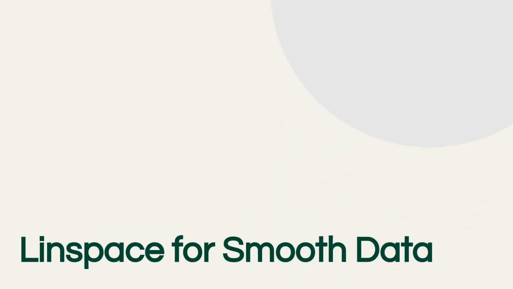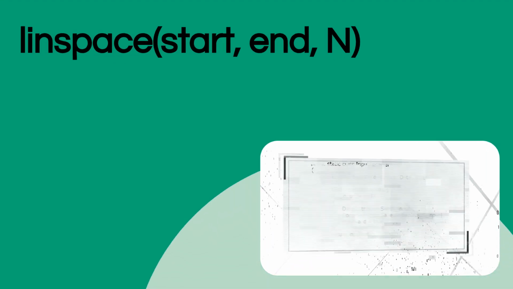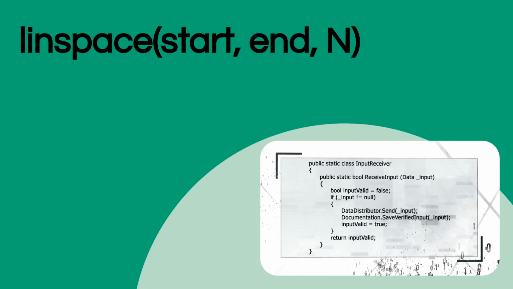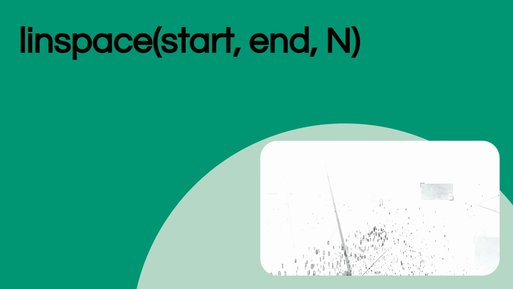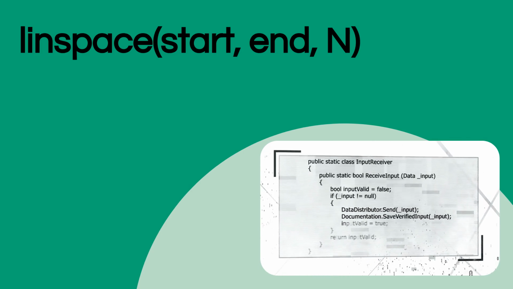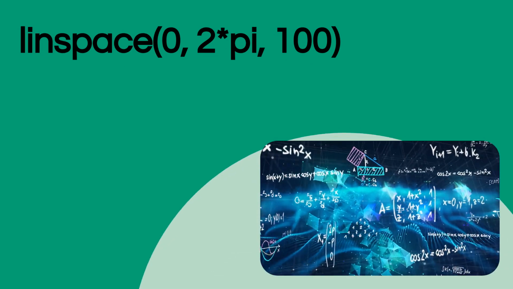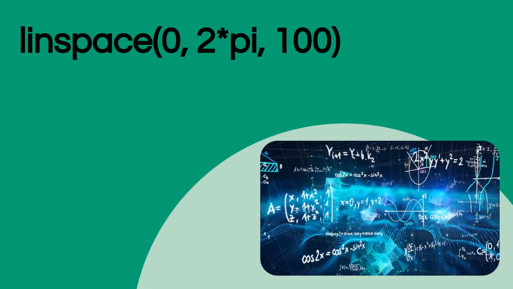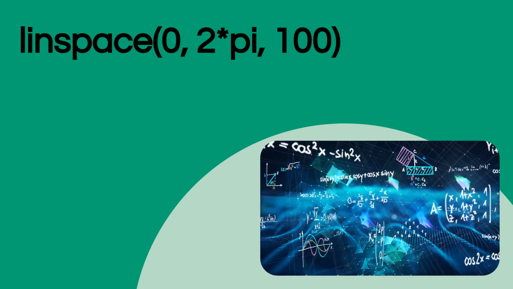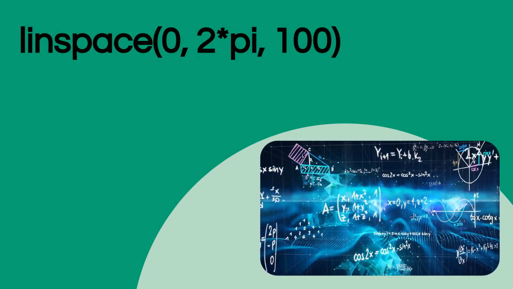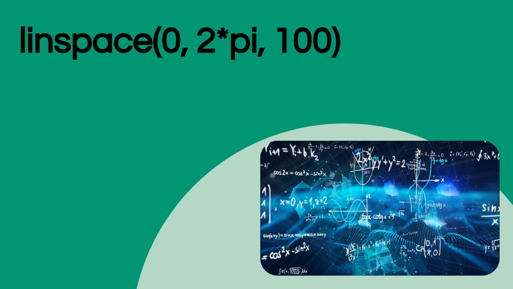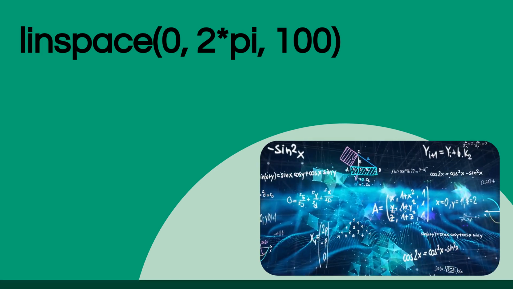Next, let's explore linspace, which is perfect for generating a specific number of points between two endpoints, giving you smoother data for plots. The basic syntax for linspace is linspace(start, end, n), where n is the number of points you want. A practical example: linspace(0, 2*pi, 100) generates 100 points between 0 and 2 times pi, ideal for trigonometric functions.